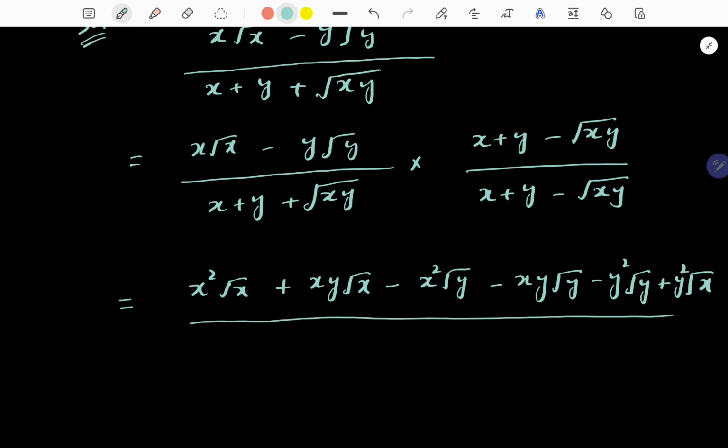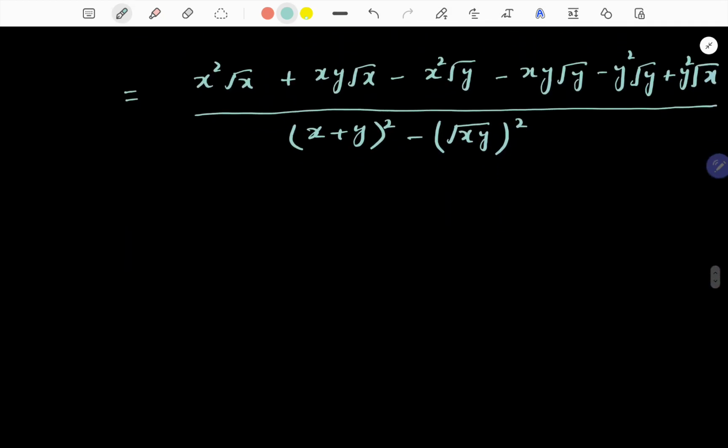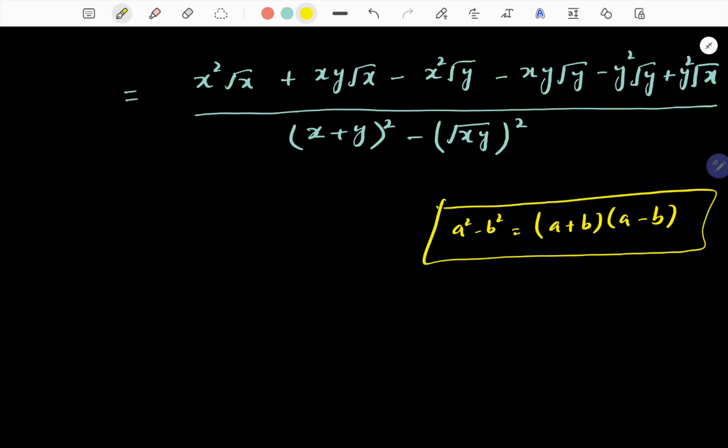Whole divided by, this will become as x plus y whole square minus square root of xy whole square. Here in the denominator we have applied the famous identity a square minus b square is equal to a plus b into a minus b. So this identity we have applied in the denominator.